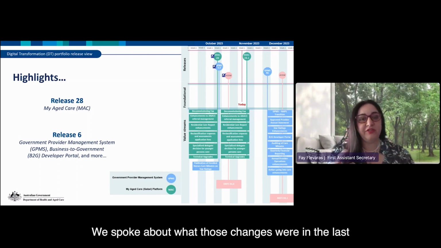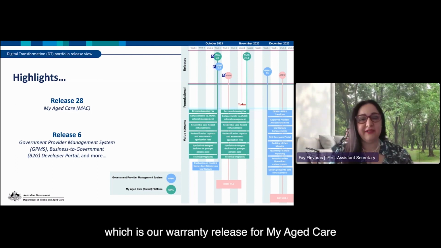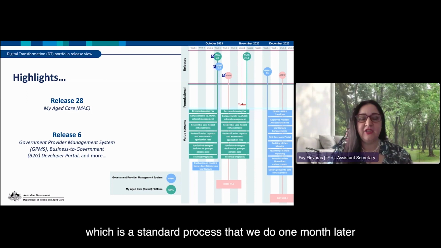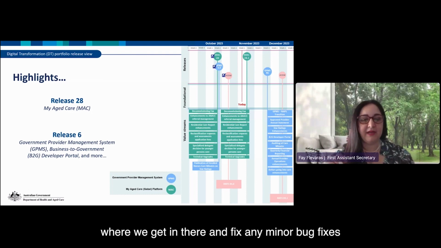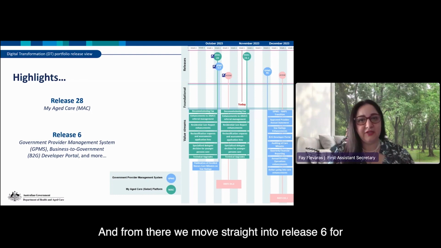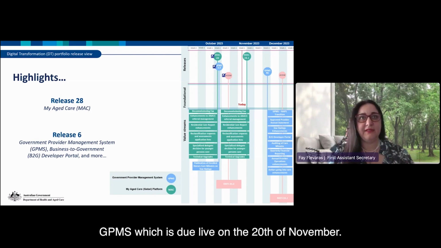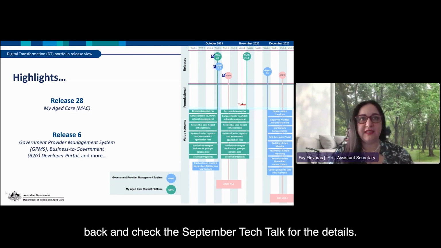We spoke about what those changes were in the last release, but now we're coming up onto release 28.1, which is our warranty release for My Aged Care, which is a standard process that we do one month later, where we get in there and fix any minor bug fixes that have come up as needed. And from there, we move straight into release 6 for GPMS, which is due live on the 20th of November. So again, I gave a bit of a rundown last time, so go back and check the September Tech Talk for the details.